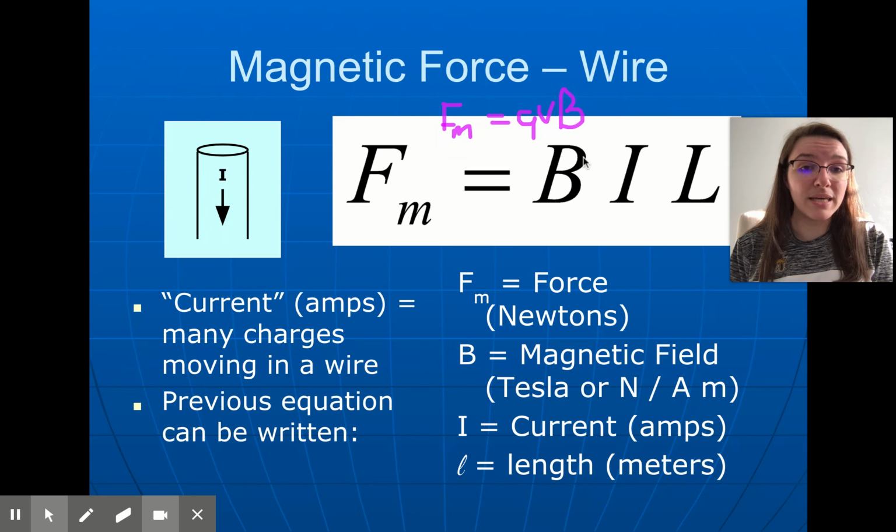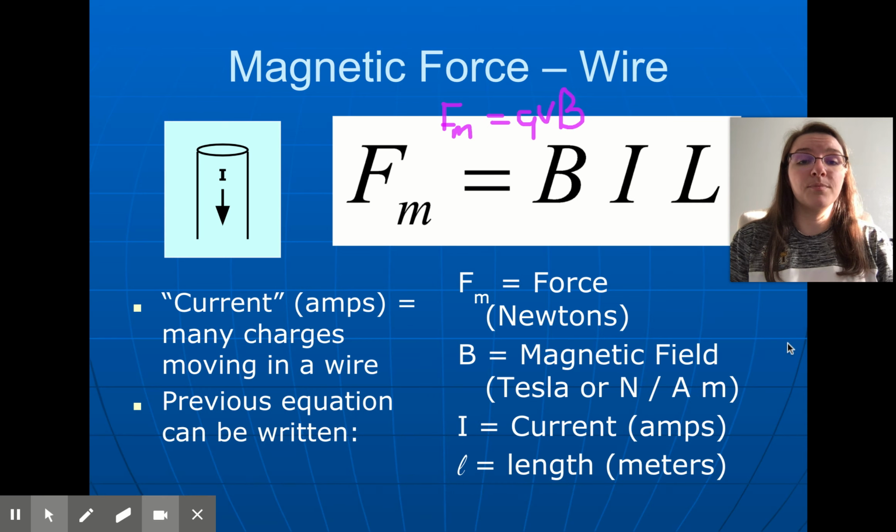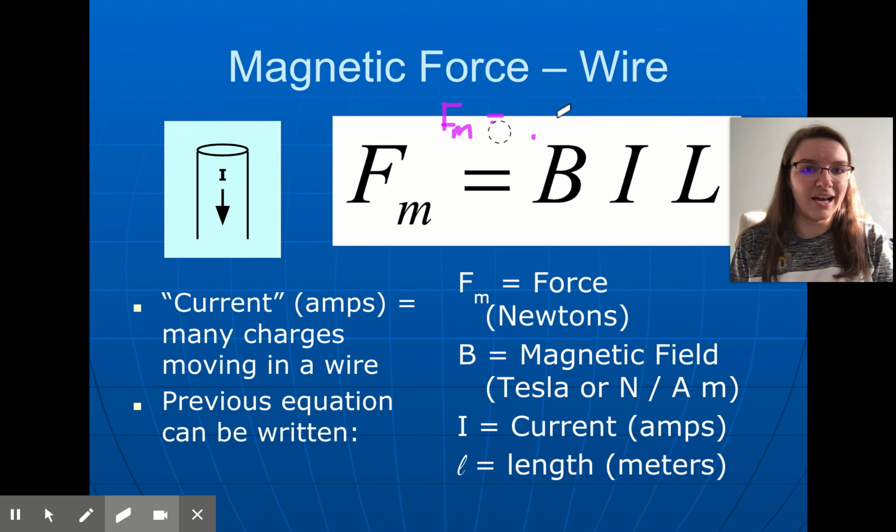I've still got the same B, and in order to make this Q and I work well, I need my velocity to become a length. We aren't really concerned about the speed of moving charges in a current, but the length makes these two equations work and be the same. So the magnetic force in a wire is equal to the magnetic field measured in Tesla times the current times the length. Sometimes it's written as a capital L, sometimes as a lowercase cursive l, whatever it takes for you to be able to distinguish the L from the I for current.